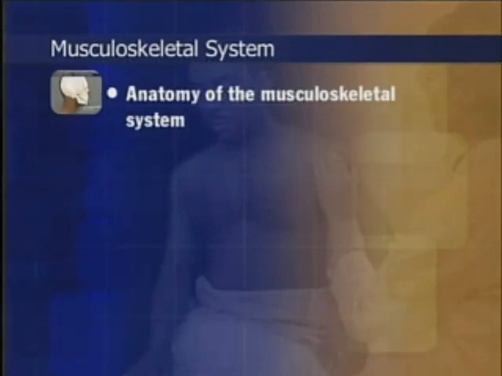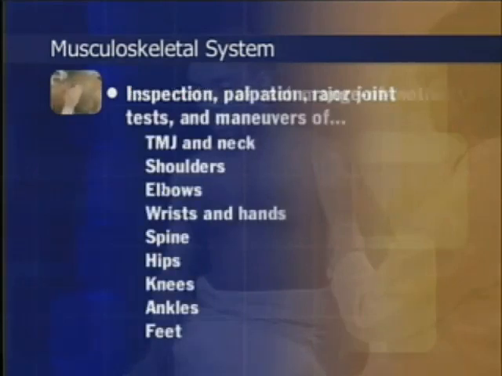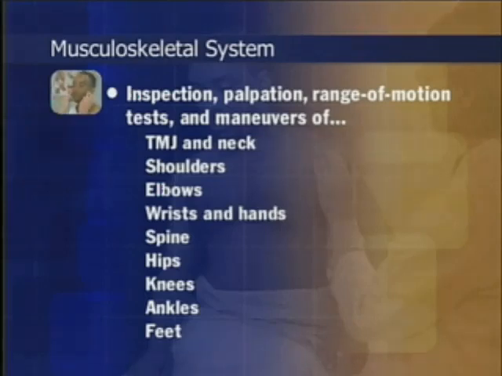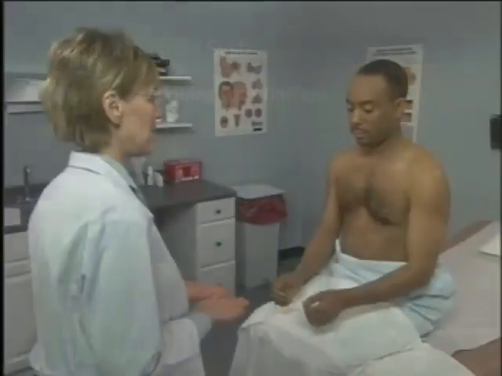This video begins with a brief overview of health history taking, followed by the anatomy of the musculoskeletal system and the examination of each major joint, including inspection, palpation, range of motion tests, and maneuvers of the temporomandibular joint and neck, shoulders, elbows, wrists and hands, spine, hips, knees, ankles, and feet. We conclude the video with tips on describing your findings.